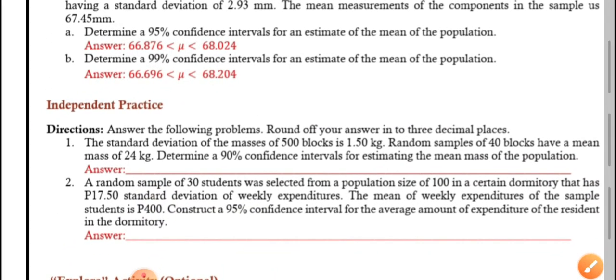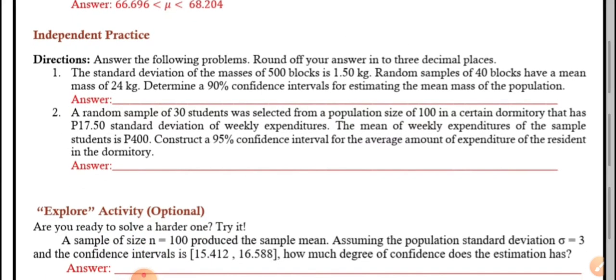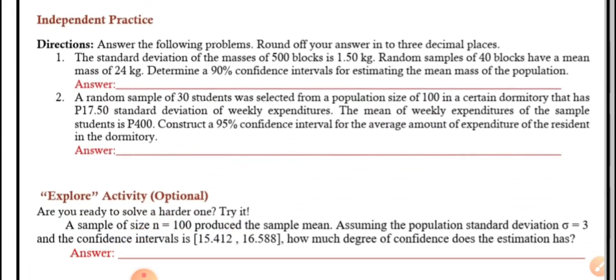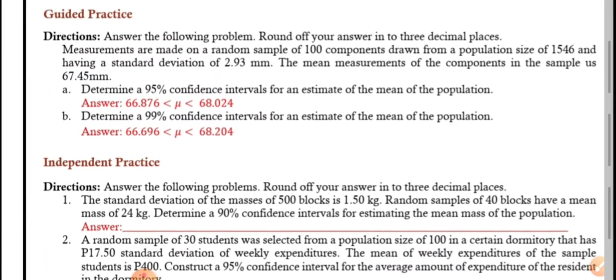Okay, for independent practice, answer the following problems. The standard deviation of the masses of 500 blocks is 1.5 kilograms. Random samples of 40 blocks have a mean mass of 24 kilograms. Determine a 90% confidence intervals for estimating the mean mass of the population. And answer number 2. You don't need to answer the explore activity. I'm gonna show you how to press this on calculator.